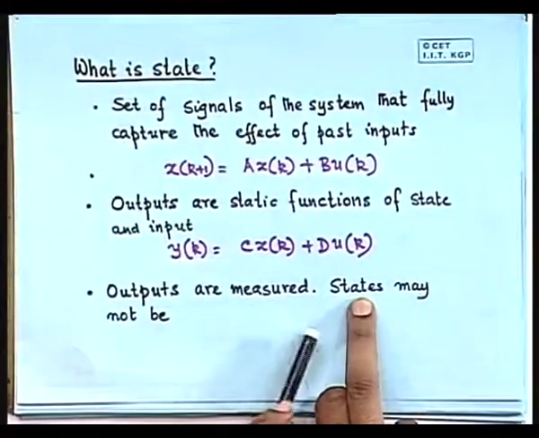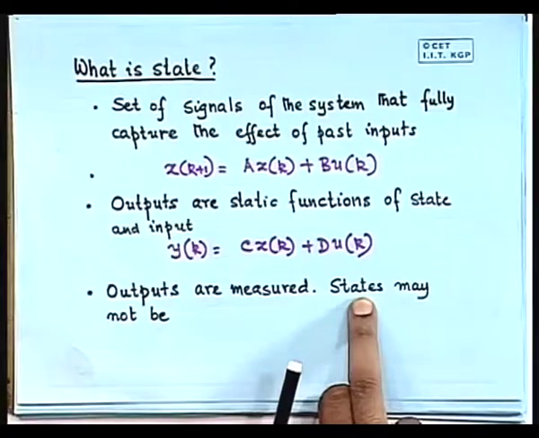If we have a finite dimensional system, we could also have infinite dimensional systems, where even if we want to construct a state space model, we will require an infinite number of states. We are not talking about such systems. We are talking of systems in which the state vector is a finite dimensional vector. And so outputs are measured, but all states may not be measured, right.